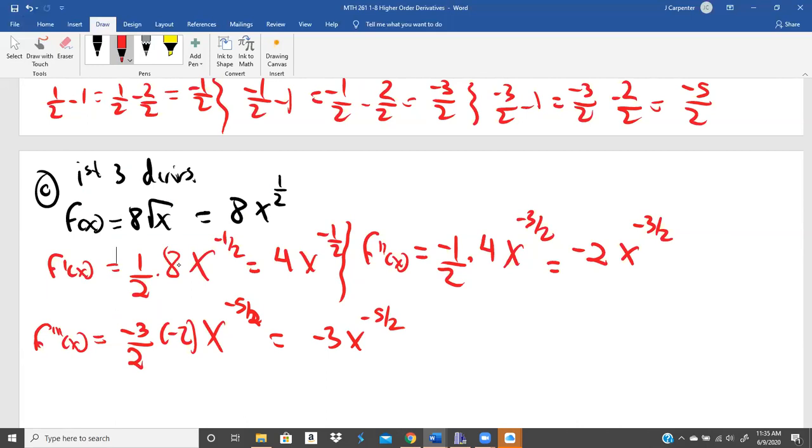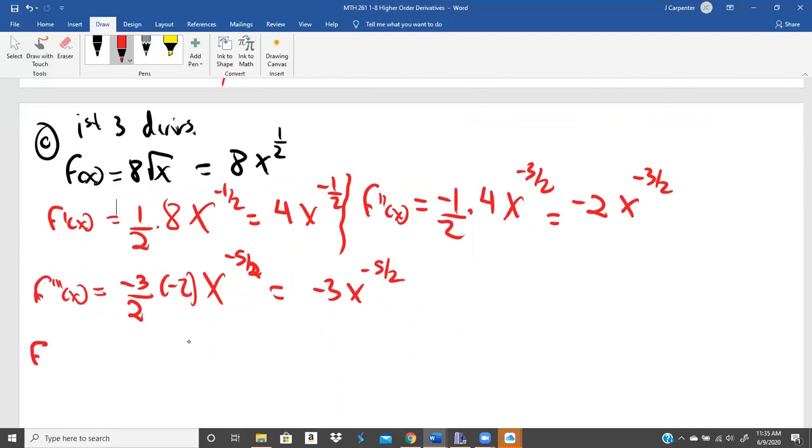I only said to go to the first through the third derivatives. That's the third derivative, so we can stop. So our answers, f prime of x, that was the 4x to the -1/2, but we need to bring the x to the -1/2 to the bottom. So that's 4 over x to the +1/2. But that's 4 over the square root of x. So that's our first derivative.